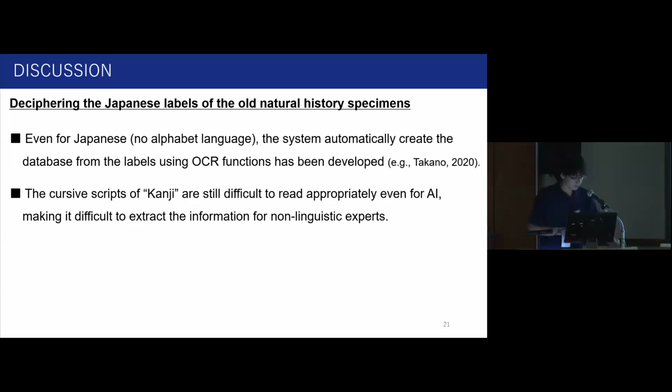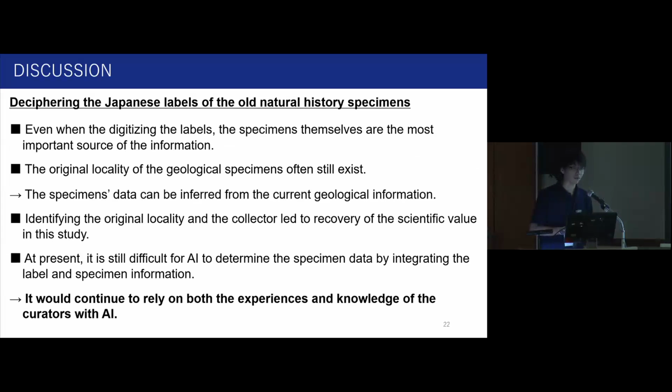Recent studies show that OCR functions contribute to the digitization of Japanese labels. However, in our project, the cursive scripts are still difficult to read appropriately even for AI. So even if I try to digitize the specimen labels, the specimens themselves are the most important source of information. Especially for geological specimens, the original locality still exists. So identifying the original locality and the collectors of the specimen, and other specimen information, enables us to recover the scientific value of these specimens in our project.